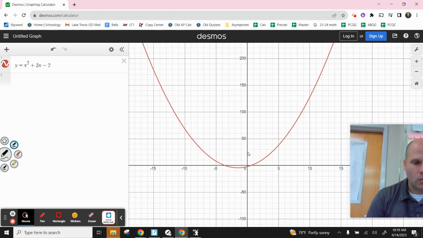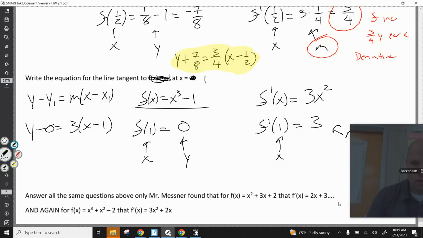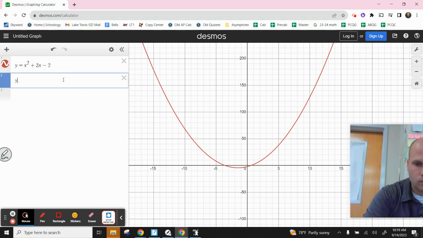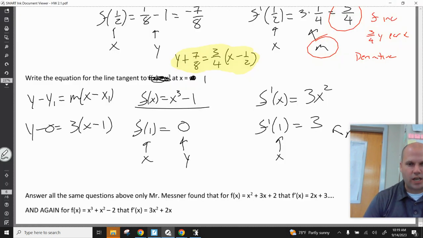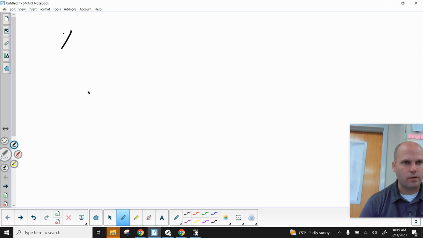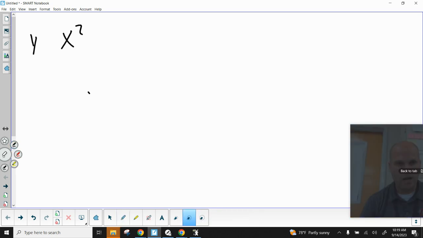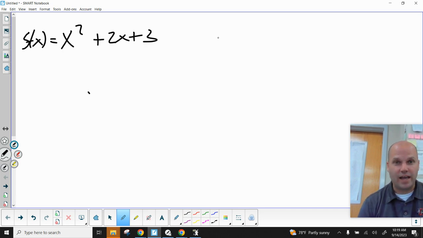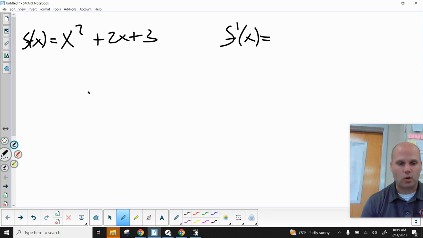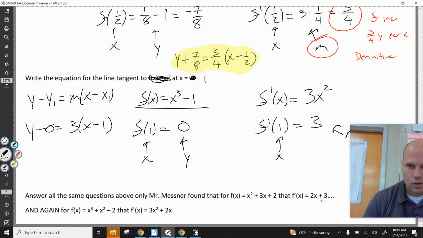It's a parabola. We are told that if you graph its tangent slopes, 2x plus 3 would be the representation of the tangent slopes. Now, I'm not going to graph that. I'm not going to graph 2x plus 3. But I'm going to understand how to use it. So I'm going to go into f of x or y equals x squared plus 2x plus 3. And then I have that its tangent slope equation is 2x plus 3.